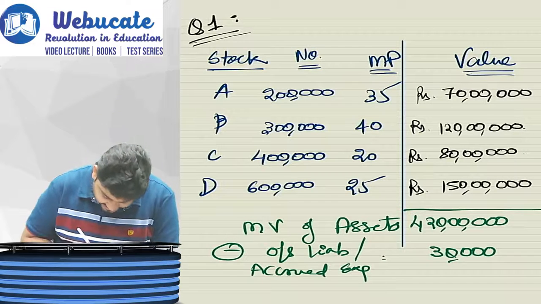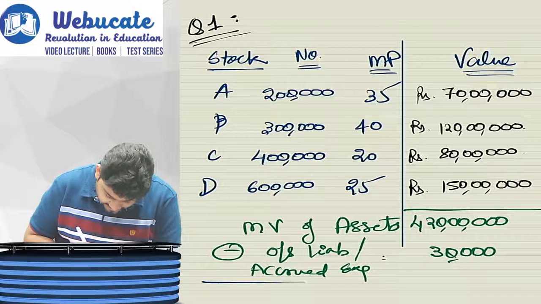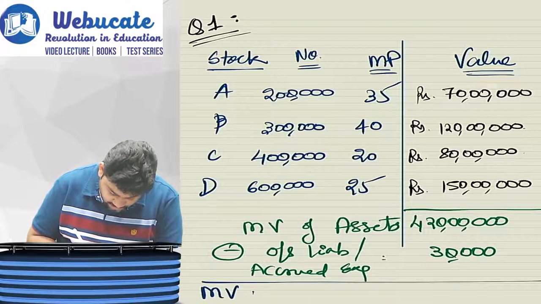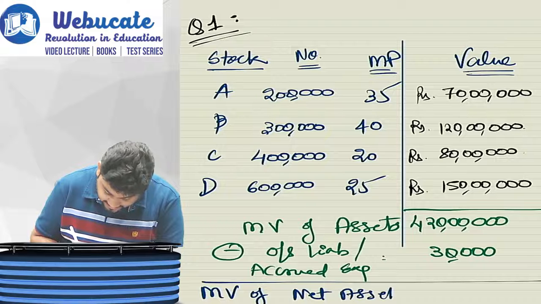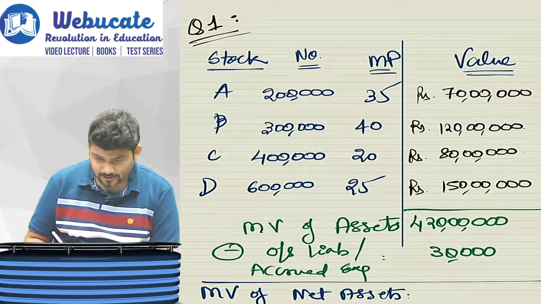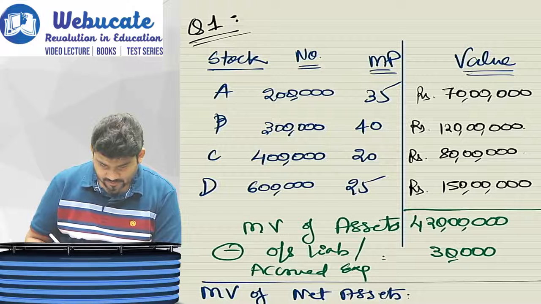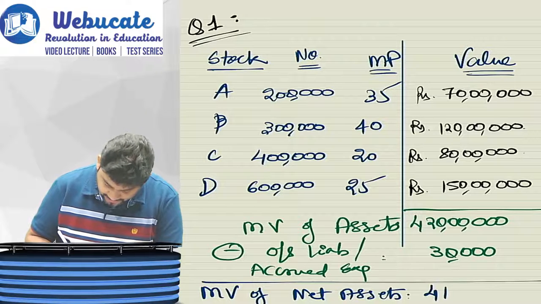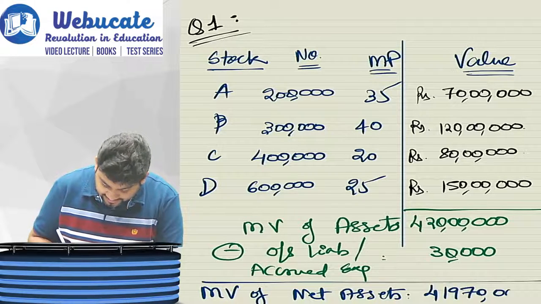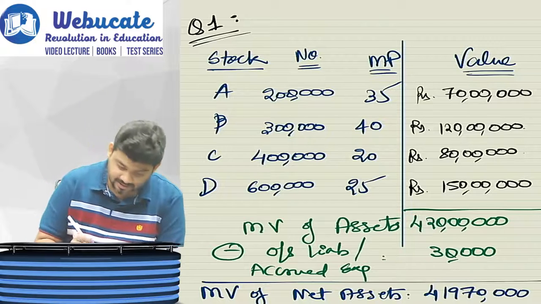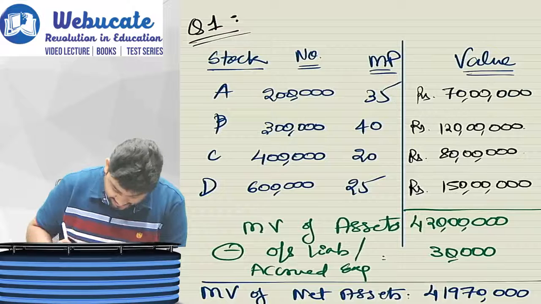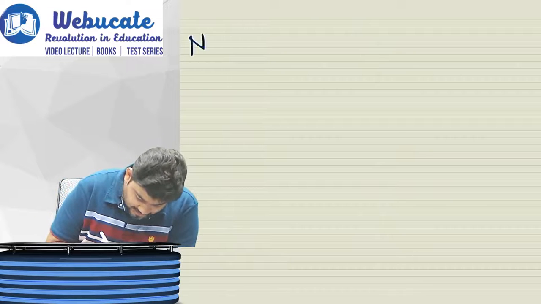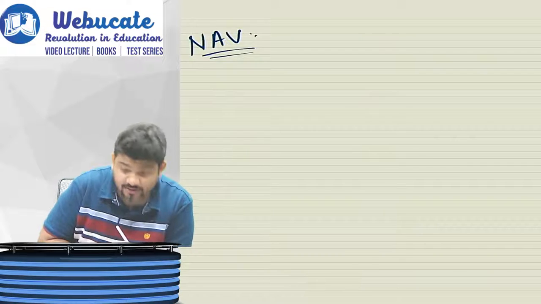So that is deducted and we will get market value of net assets. How much? 4 crore 19 lakh 70 thousand. Correct. So how do you calculate the NAV, net asset value?